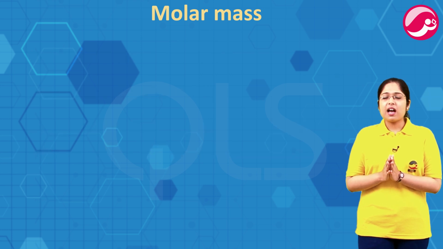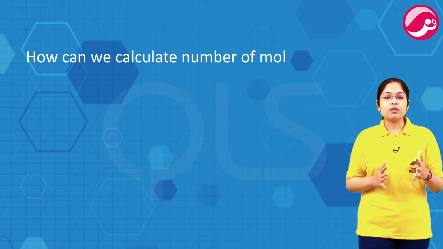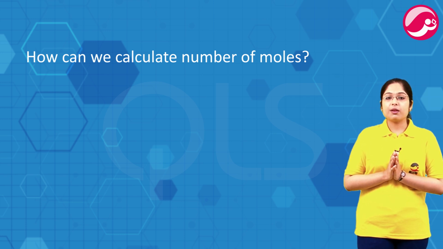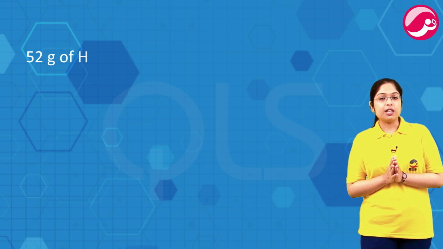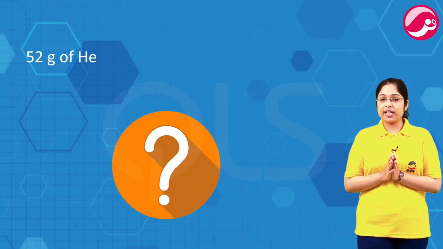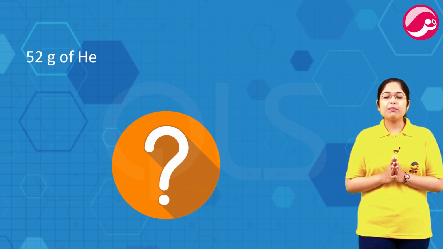Now, let's see how can we calculate number of moles. First, let's take the case when mass of a substance is given. किसी भी substance का mass given है हमारे पास, तब हम उसके moles को कैसे find out कर सकते हैं. First say, we have 52 gram of helium. How many moles of helium is present in 52 gram of helium?